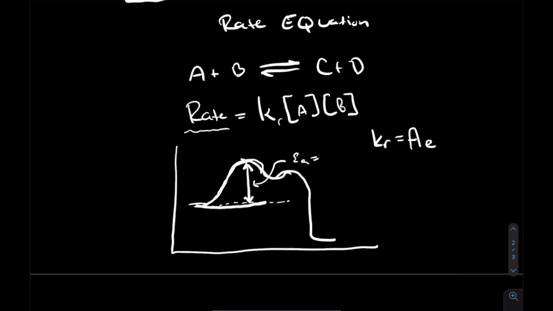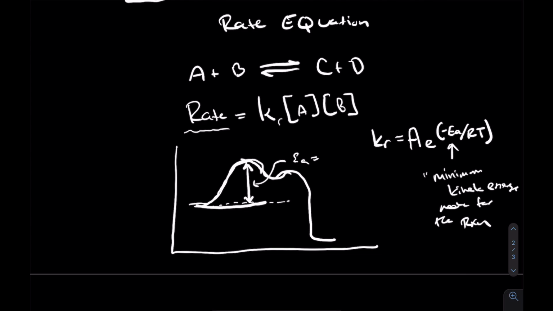And that's the pre-exponential factor, so you do have an exponential. And that's where your EA comes in, and that is divided by your gas constant times temperature, RT, all right? And that EA is the minimum kinetic energy required to cause the reaction to proceed. That's what we would call the minimum kinetic energy needed for the reaction.